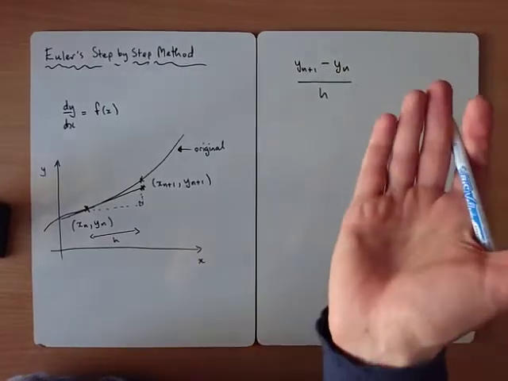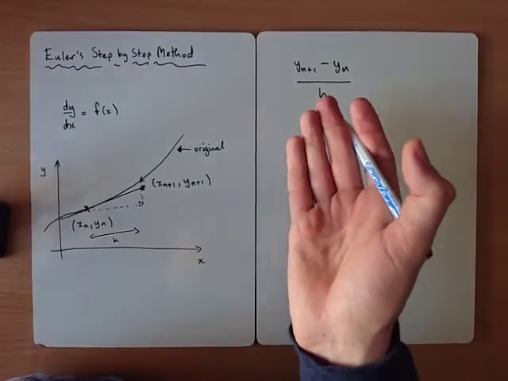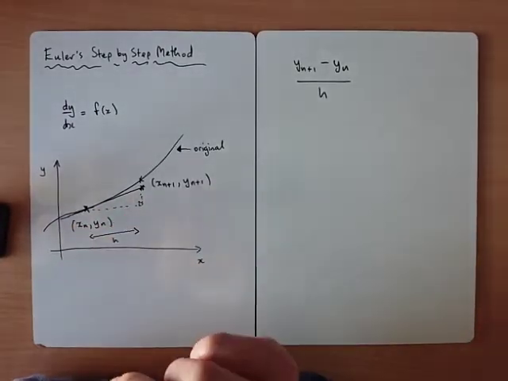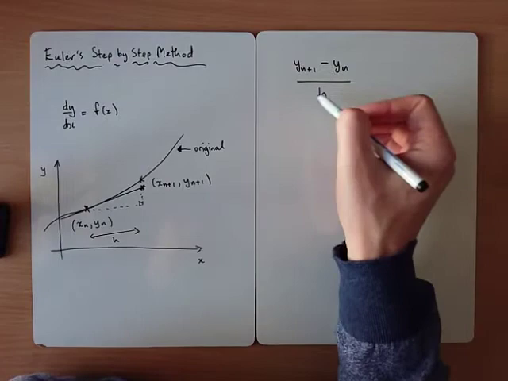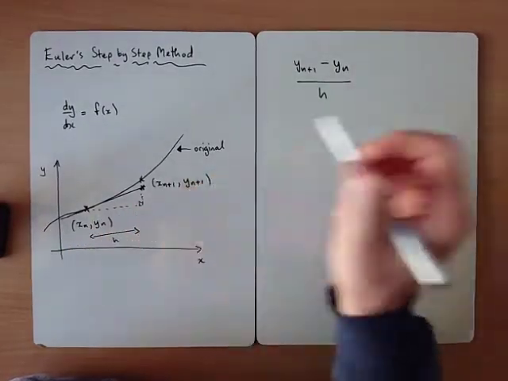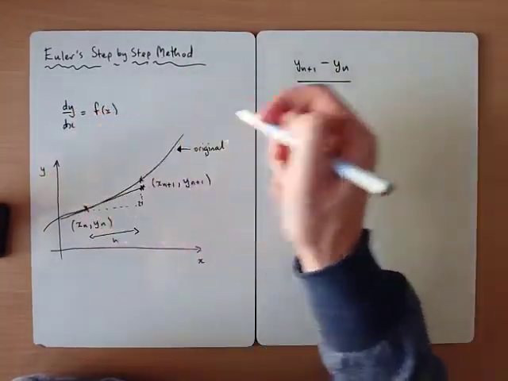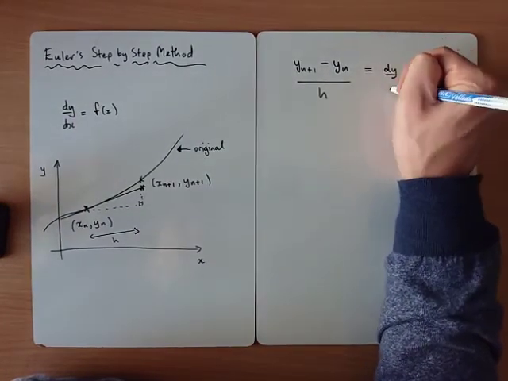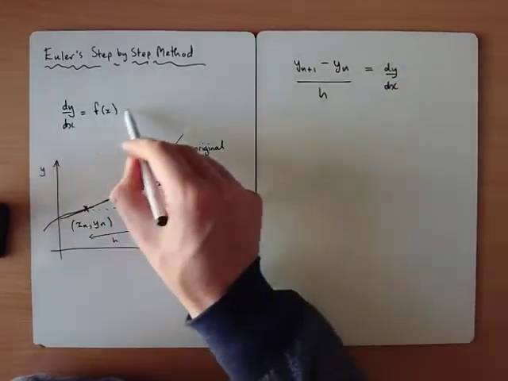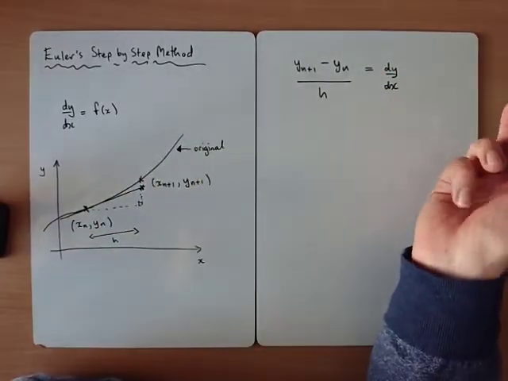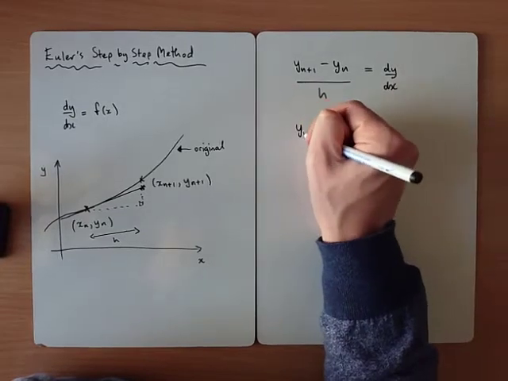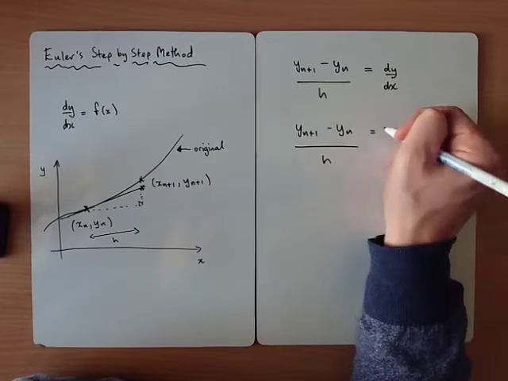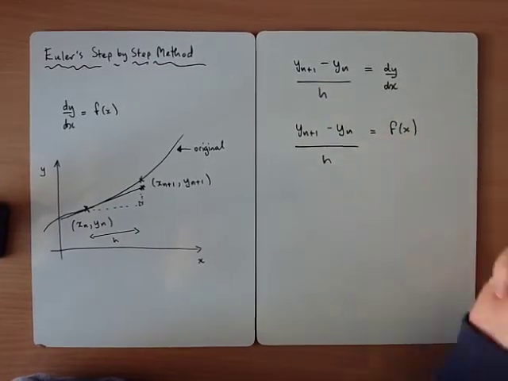Okay, h, remember, you've seen that in quite a few topics now. It's like a small increase in x, which we denote as the letter h. So that difference there would be h. So the gradient of our tangent we know is dy by dx. But we also know dy by dx is this function, wherever the function is in the question. So we could write (yn+1 minus yn) over h would equal this function of x.